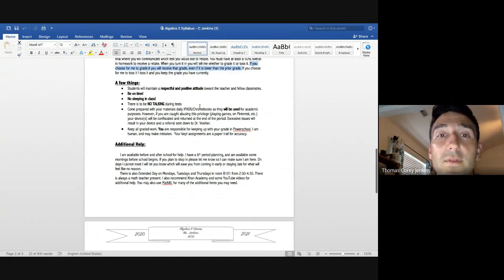Some rules, again, just that first one was the biggest for me, really. That word right here is the key word. Be respectful, okay? And keep a positive attitude. You do that first one, we'll be good. We'll make everything else work.